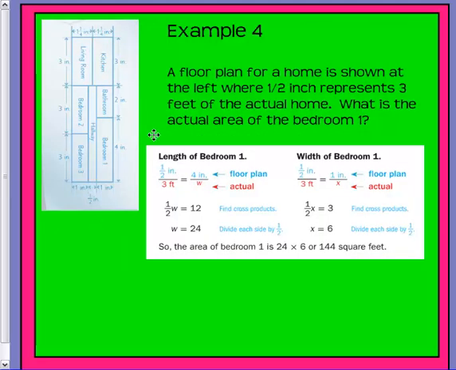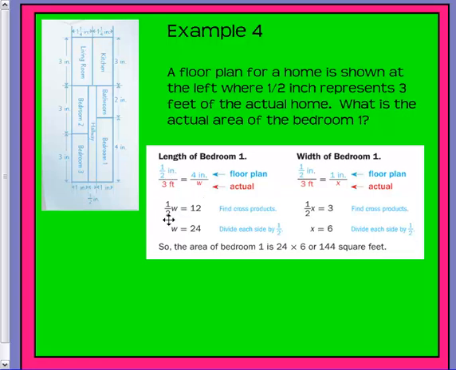Another example, a floor plan for a home is shown at the left, where 1/2 inch represents 3 feet of the actual home. What is the actual area of bedroom 1? Okay, if we look here, the length of bedroom 1 is 1.5 inch for every 3 feet. Okay, so the floor plan is 4 inches for the unknown. Okay, these are our actuals. This is the floor plan.